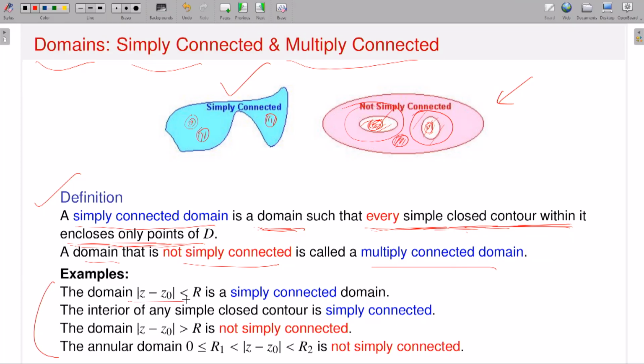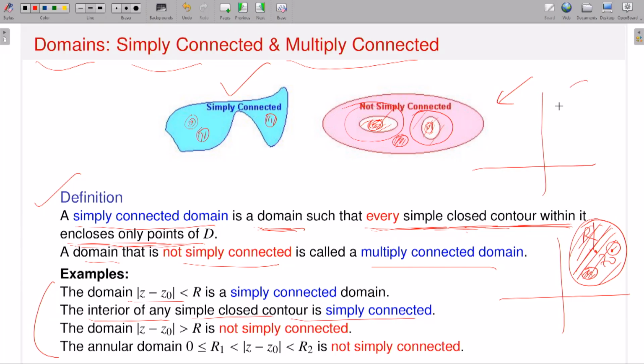Okay, a couple of examples I have said. For example, the domain |z − z0| < r is simply connected. What kind of domain is it? z0 is the center, and it is an open set with radius r. So |z − z0| strictly less than r means it is an open disk with center z0 and radius r. This is simply connected, because whatever simple closed contour I take, the interior only contains points of D, or I can squeeze it to a point without leaving the domain. The interior of any simple closed contour is also simply connected.